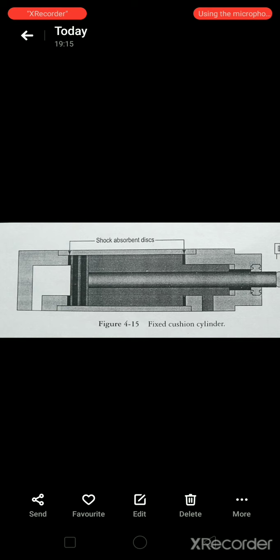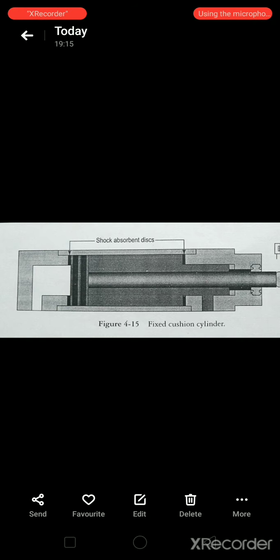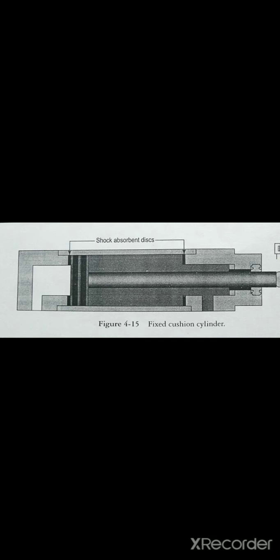The end of travel shock loads can be reduced with fixed cushion or valves built into the end cups as per the cushion arrangement. So cylinders are classified into three types according to cushionings: non-cushioned cylinder, fixed cushion cylinder, and adjustable cushion cylinder. So you can see the figure which shows you a fixed cushion cylinder.